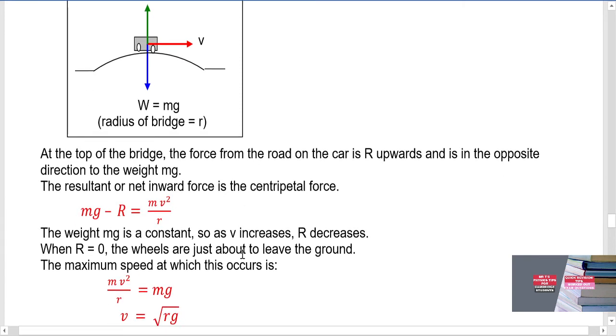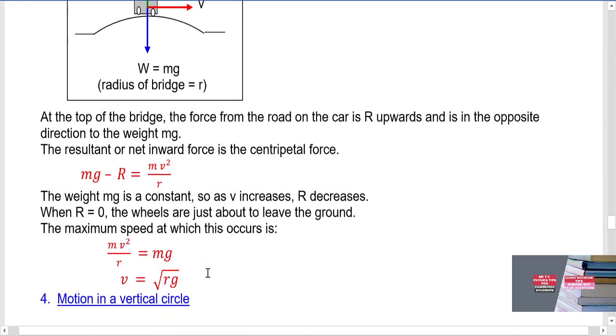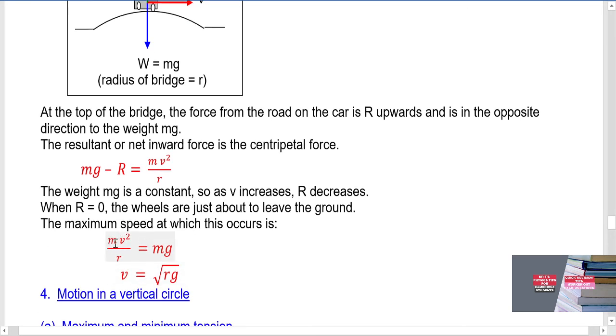The weight mg is constant, so as v increases, R must decrease. So when R is equal to 0, the wheels are just about to leave the ground. So the maximum speed at which this occurs, we equate the centripetal force to the weight. That is when there is no reaction force. So v will be equal to the square root of rg.